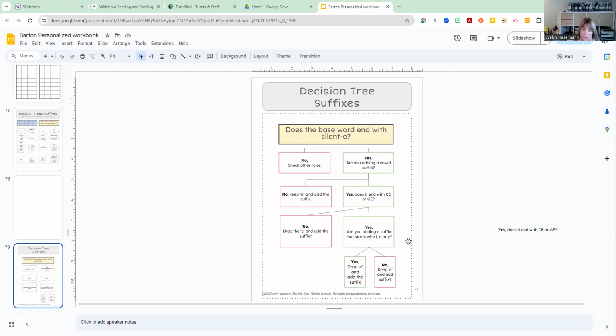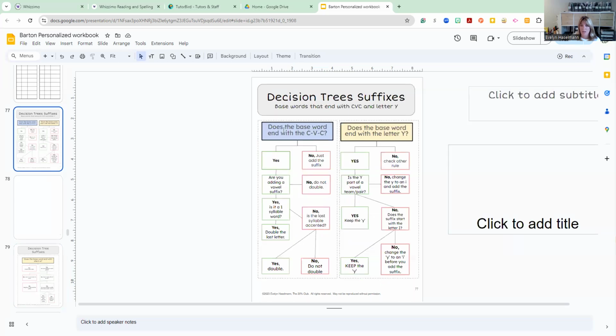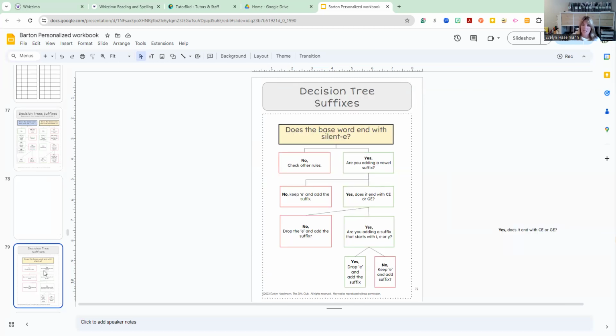So your student should have this page in their personalized notebook. This is usually going to be on page 79, but I have made some revisions, so look around there. This is called decision tree suffixes. Your students should already have this one. What to do when the base word ends with consonant, vowel, consonant. What to do when your base word ends with Y. Today, your student learned what to do if your base word ends with a silent E.